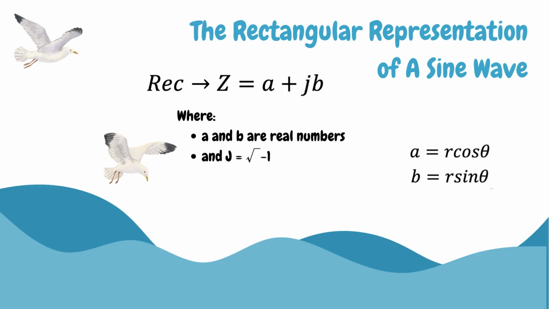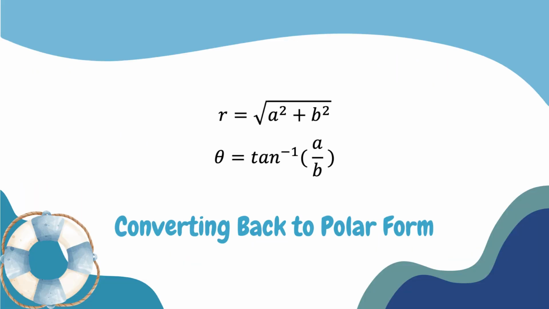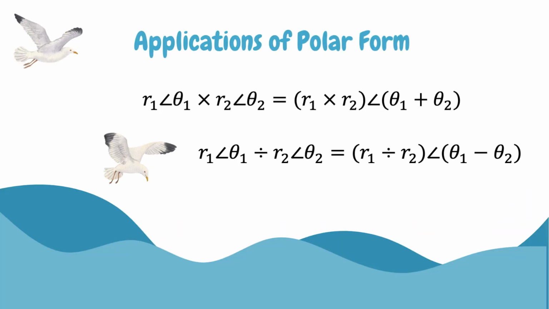A is found by calculating the product of r and cos theta, and b is the product of r and sine theta. To return the rectangular form of a sine wave back to its polar form, find r by taking the square root of the sum of a and b squared, then find the direction or phase angle from the inverse tan of b over a.